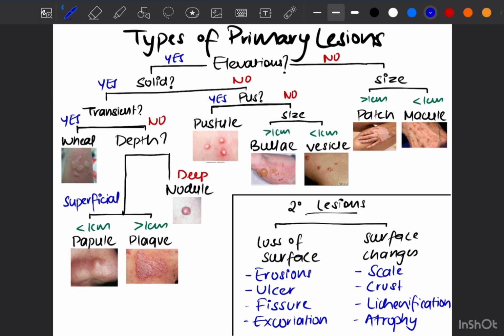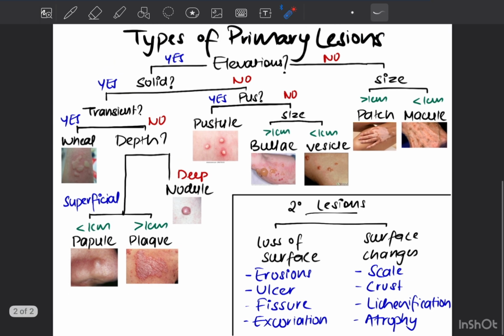First, we talk about its elevation, if it is elevated or not. If it's not elevated, then we talk about its size. If it's more than 1 centimeter, it's called a patch, and if it's less than 1 centimeter, it's called a macule. A macule can be freckles. Freckles are macules, and a patch can be found in vitiligo.